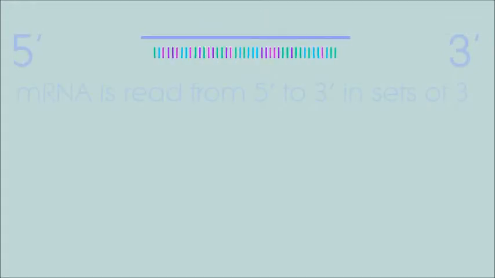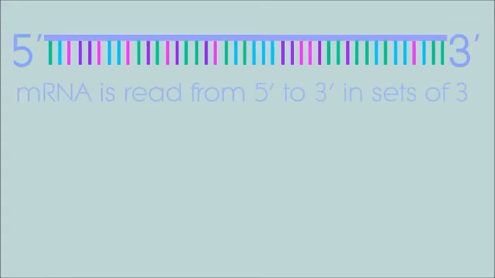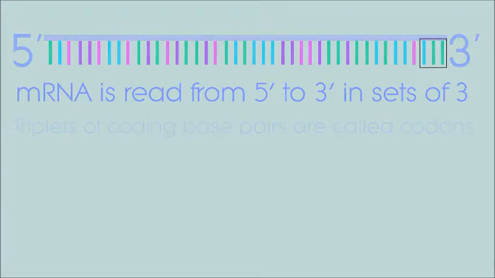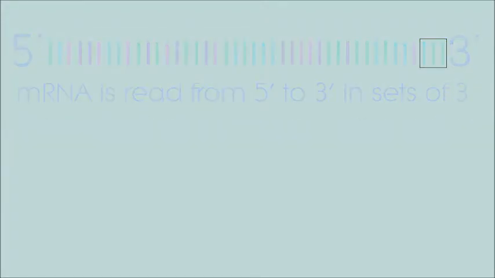In transcription, an mRNA molecule is made from a template strand in the DNA. mRNA is read 5' to 3' and it is read in sets of 3. These 3 nucleotide bases are called codons. During translation, this mRNA molecule conveys important information from a gene to the ribosome.